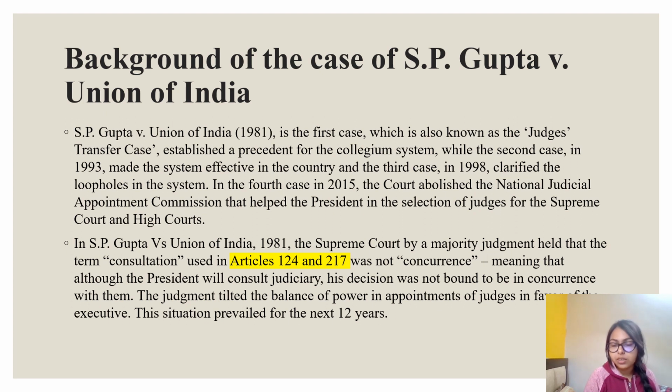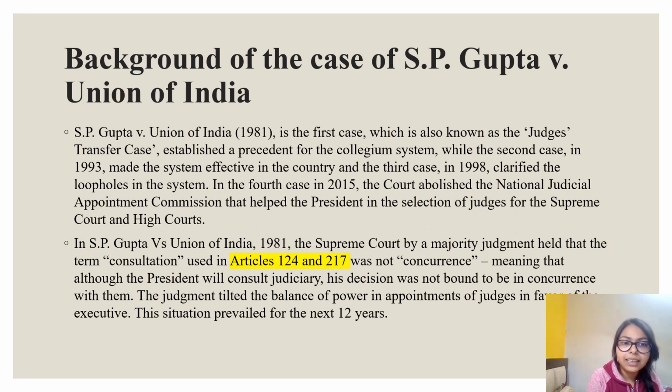So before discussing the facts, issues and judgment, let's see the background of the case of S.P. Gupta versus Union of India. S.P. Gupta versus Union of India 1981 is the first case, which is also known as the Judges Transfer Case, established a precedent for the collegium system. Now, what is the collegium system? The collegium system is a system through which appointment of judges is done to the Supreme Court and High Courts.